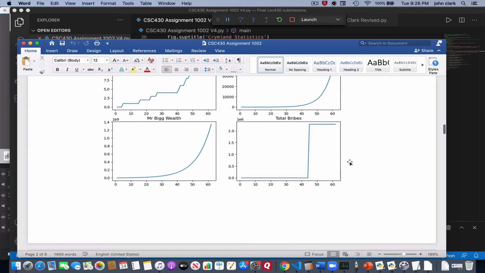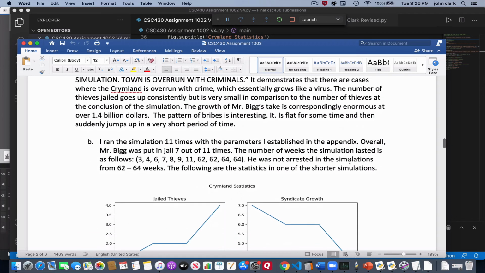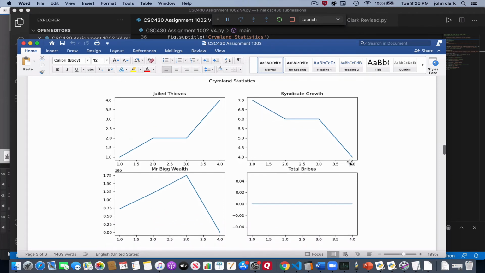Let's go to another graph, and this is where crime is shut down. And this has exactly the same input parameters, by the way. Mr. Big was arrested and put in jail after 4 weeks. This was a case where 3 thieves were caught, and then because of that, the fact they worked for Mr. Big was also jailed. There were no bribes. 1 person had been caught in the first week, and then the number of people in the syndicate steadily declined until Mr. Big was caught and the simulation ended.